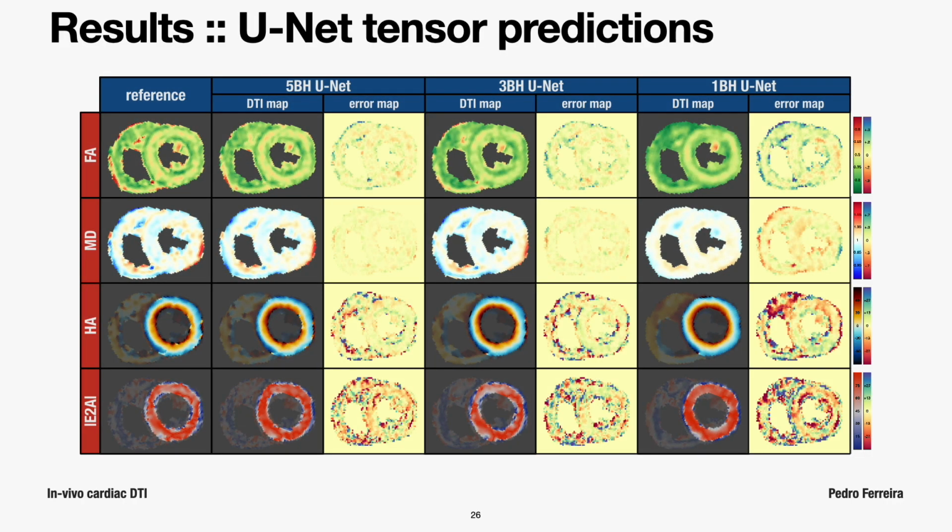Here we have the same subject, but this time comparing the reference results and the results from the U-Net predictions. An increase in smoothness in the U-Net resulting parameter maps was noticeable as the number of breath-holds decreased. Nevertheless, the higher FA band in the mesocardium was visible for all 3 datasets, including the 1 breath-hold.